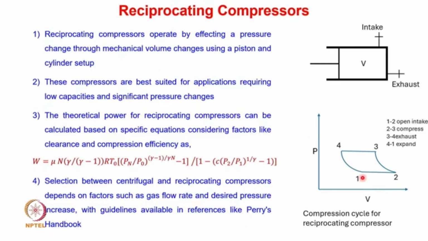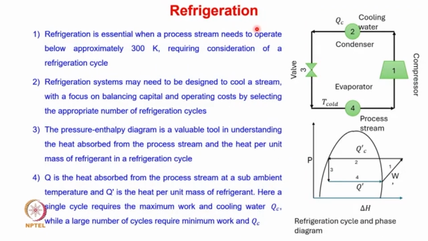You can see that if you look at reciprocating compressors, there are 4 stages required. In the compression cycle, in the first stage between 1 to 2 we open and take the gas inside. From 2 to 3 we compress the gas, then from 3 to 4 we exhaust the gas, and again from 4 to 1 the expansion takes place. So all these 4 stages are involved in reciprocating compressors.